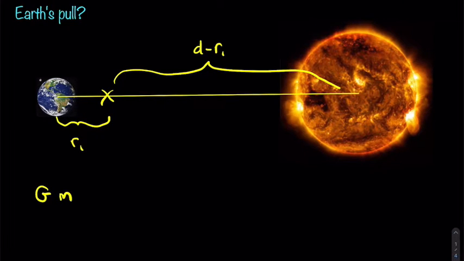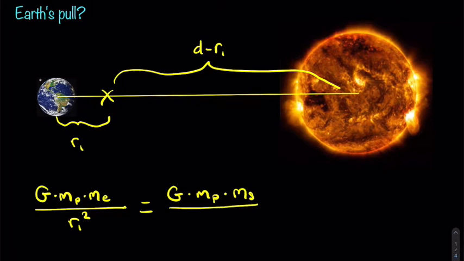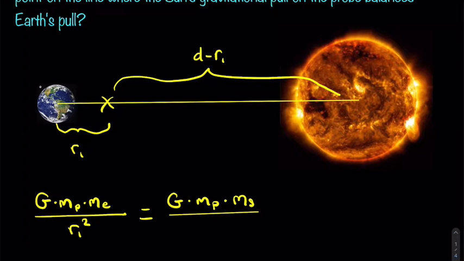gravitational constant times the mass of the probe times the mass of the Earth divided by the distance between the Earth and the probe, which will be R1 squared. And we want to equal that to gravitational constant times the mass of the probe times the mass of the Sun divided by the distance between the Sun and the probe, which will be d minus R1 squared.